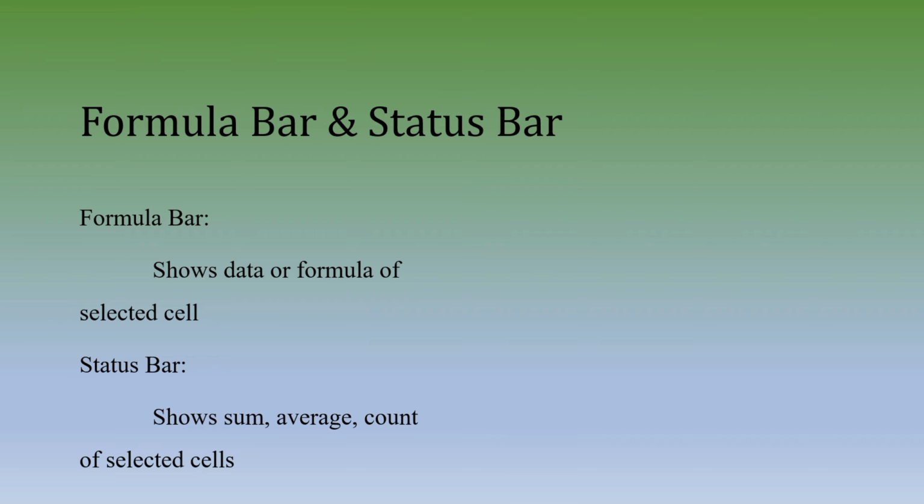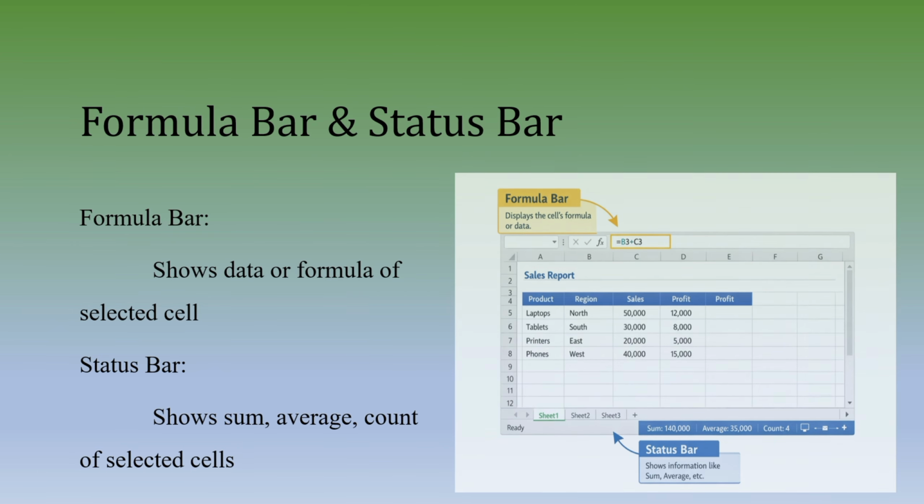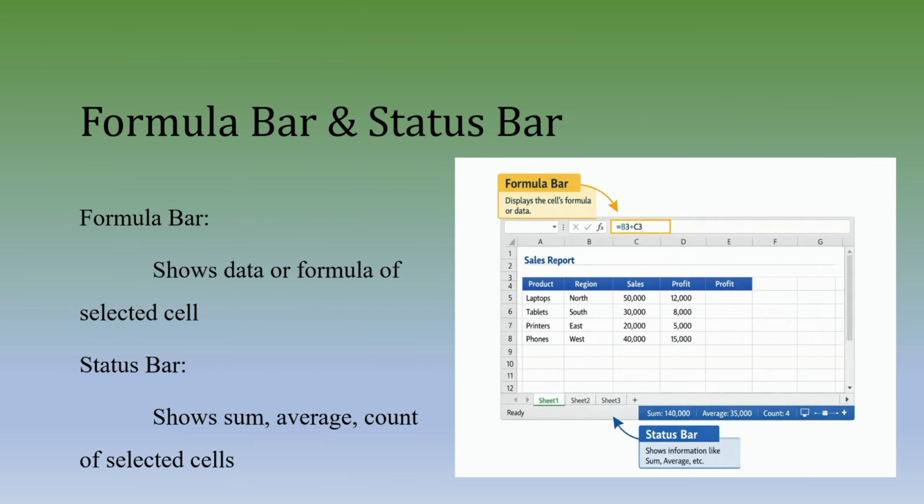The formula bar shows the content or formula of the selected cell. Whenever you type a formula, you can see it here. The status bar is at the bottom and shows information like sum, average, and count of selected cells.